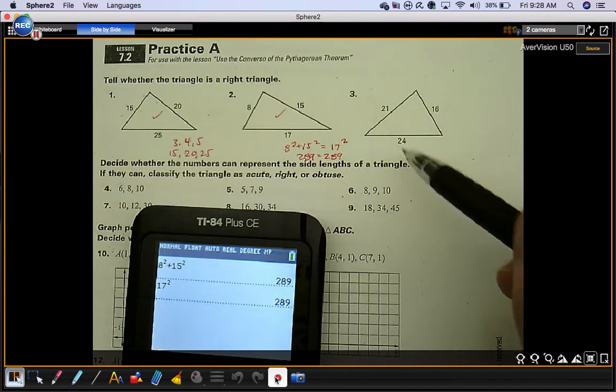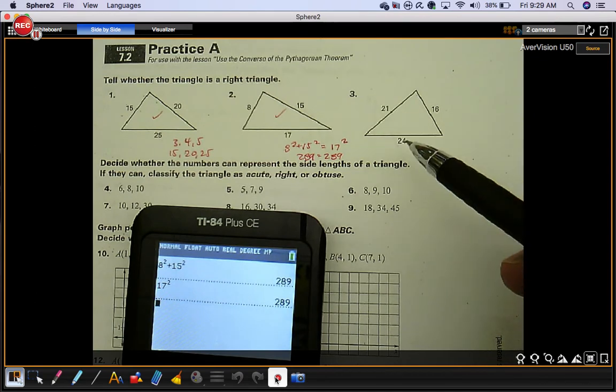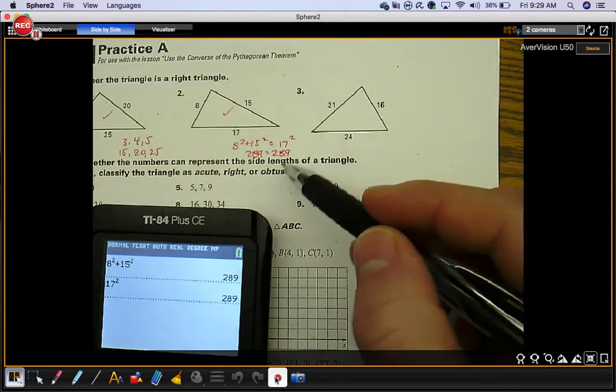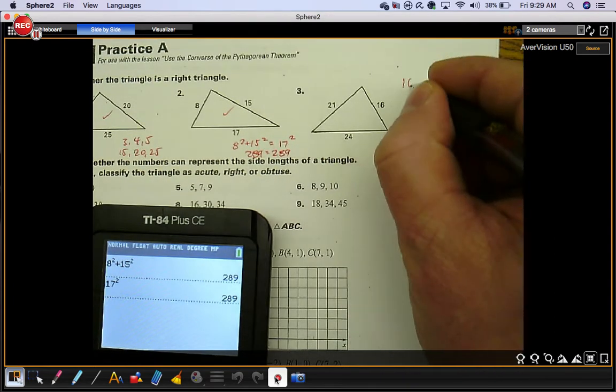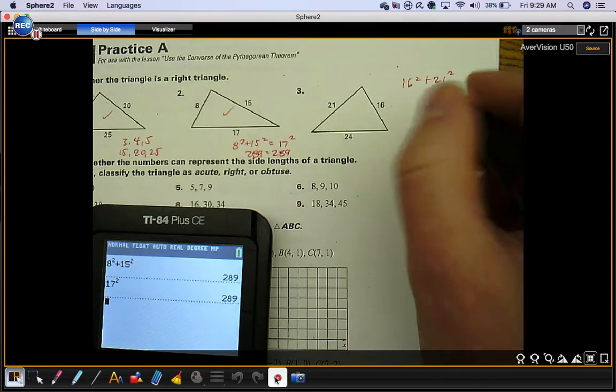Next one, 16, 21, 24. Those don't strike me as numbers that I'm super familiar with. So I'm going to put this in the converse of the Pythagorean theorem, which is what we just did here. 16 squared plus 21 squared. If it's a right triangle, those are the legs.